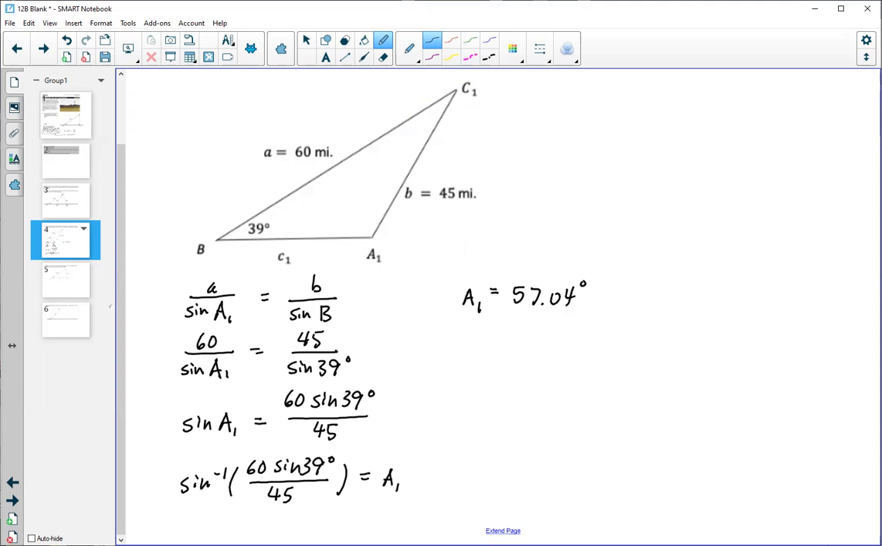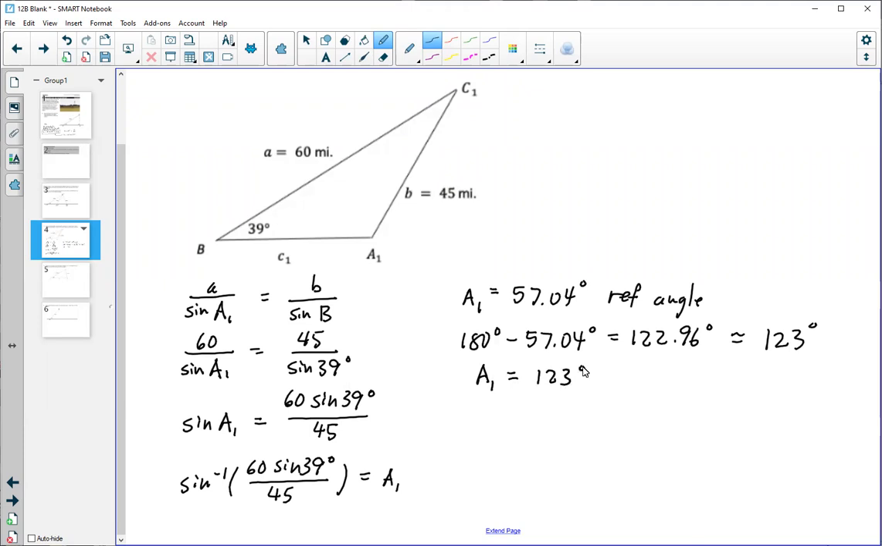57.04 degrees, but this is our reference angle. Okay. So what we need to do is take 180 degrees minus the 57.04 degrees, and we end up with 122.96 degrees, which is pretty close to 123 degrees. So we see that A1 is just about 123 degrees.